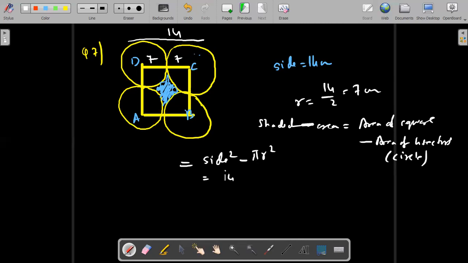The side is given as 14, pi is 22 by 7, the radius is 7, cancel out the 7s. So finally we get 196 minus 22 into 7, which gives us 154. So we get the answer as 42 centimeter square.